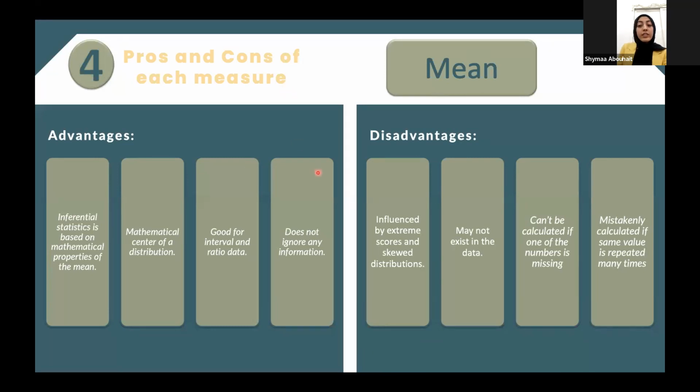Okay, another disadvantage of the mean is that it can be affected by, my apologies, did the slide change? Okay, no, okay, I'm sorry about that.